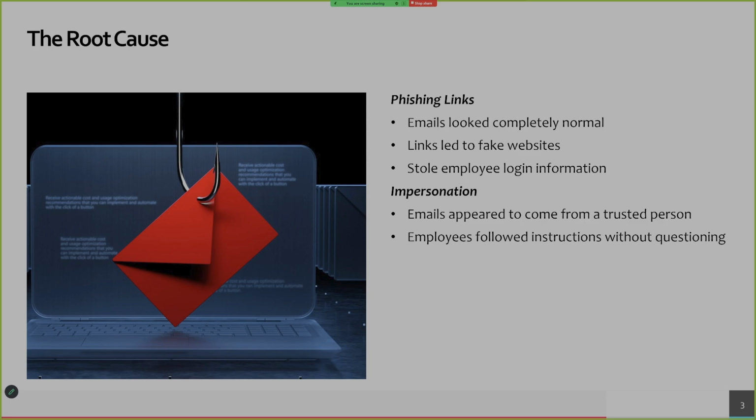So there are two main ways the attacker got into the email. The first was through phishing links. Employees would receive an email that looked completely normal, and they would click a link inside of it, and get taken to a fake website without even realizing it. That fake site would then steal their login information. The second way was through impersonation. The attackers would pretend to be someone the employee already trusted, like a manager or someone from IT. Because the email looked like it came from a familiar person, the employees didn't question it and did whatever was asked in the email.